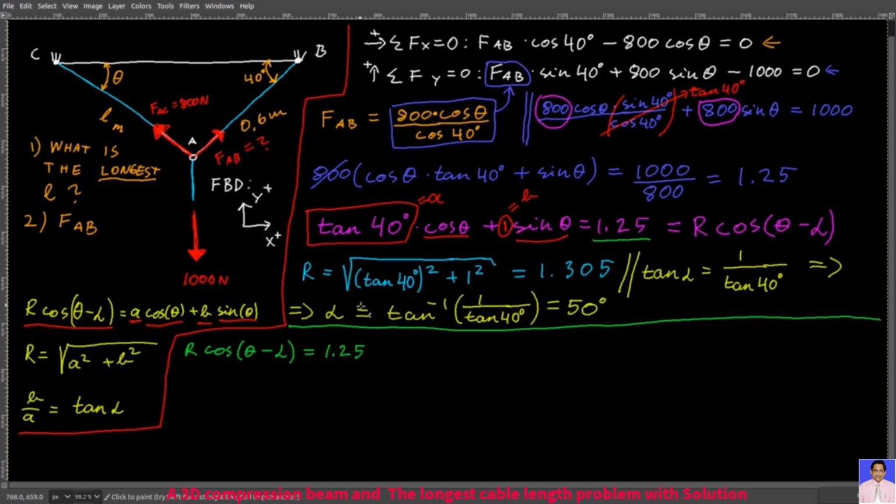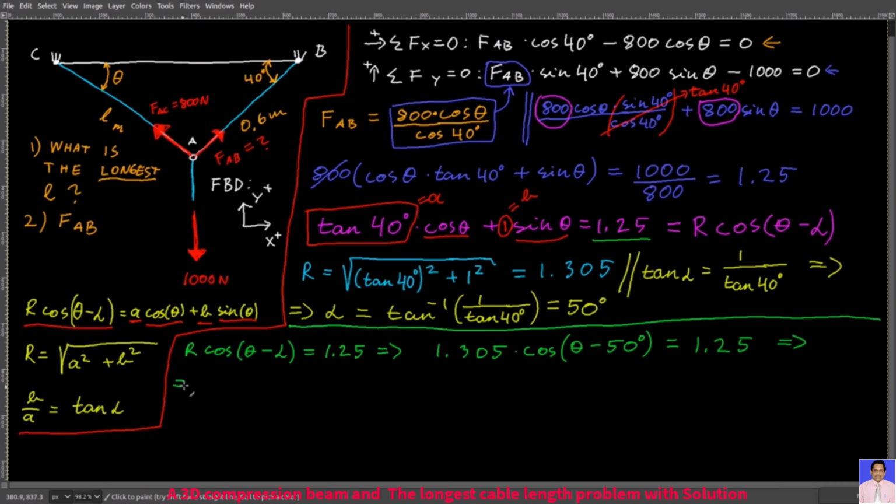But now that you know your r and alpha, you can replace these values. You can have 1.305 times cosine of theta minus 50 degrees, and that equals 1.25. And now this equation is a lot easier to deal with compared to this one here, where you had cosine theta in one term and sine theta in another term. Now you only have cosine theta. Now you can find this theta in an easier way.